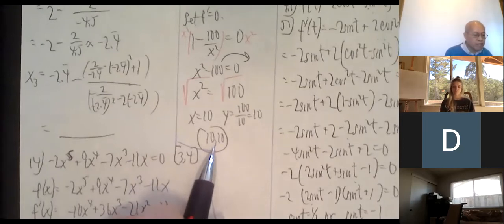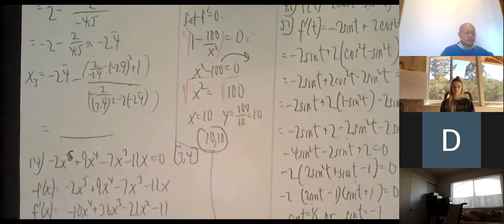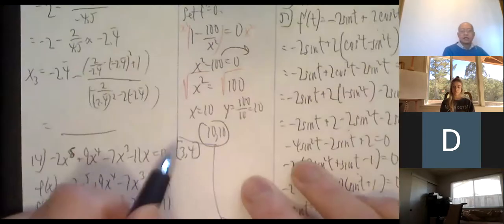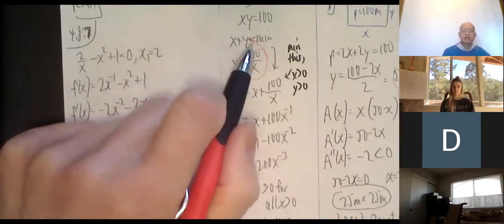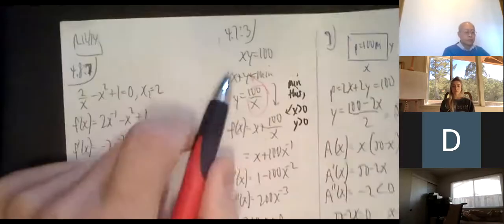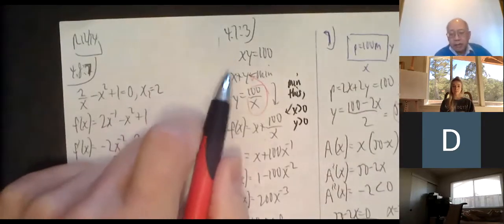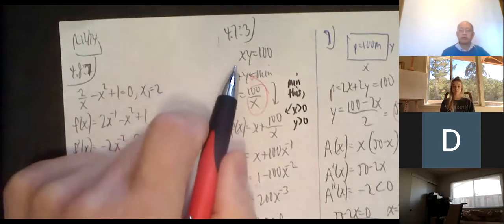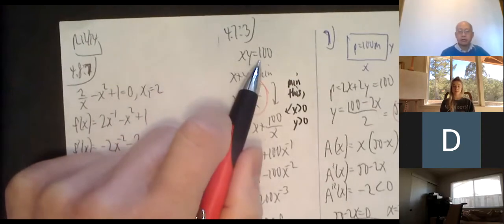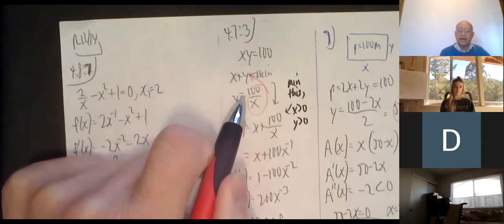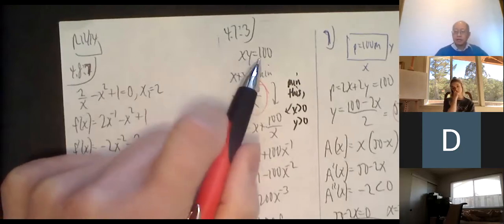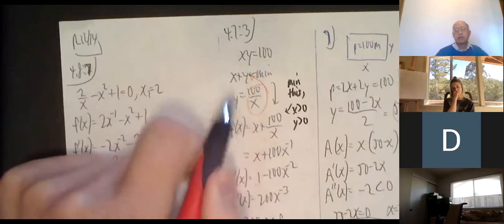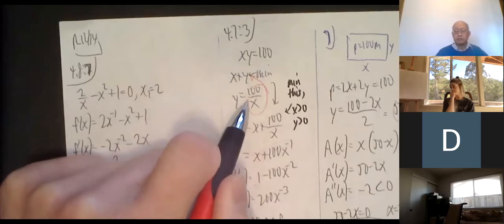So the problem's actually finished, but I'll dig a little deeper. What is it saying? We know that 10 times 10 is 100. We know that. And what is 10 plus 10? 20. So we're saying any other combination of positive real numbers such that the product is 100, you can't get it any lower than 20. It must be higher than 20. Example, 5 times 20 is 100. What's 5 plus 20? 25, bigger than 20.